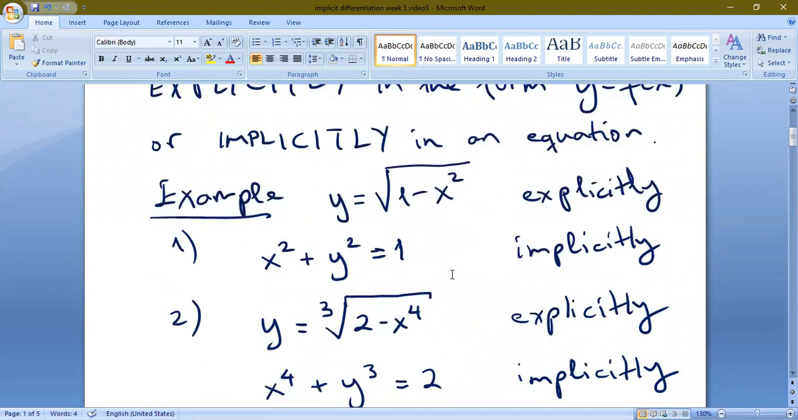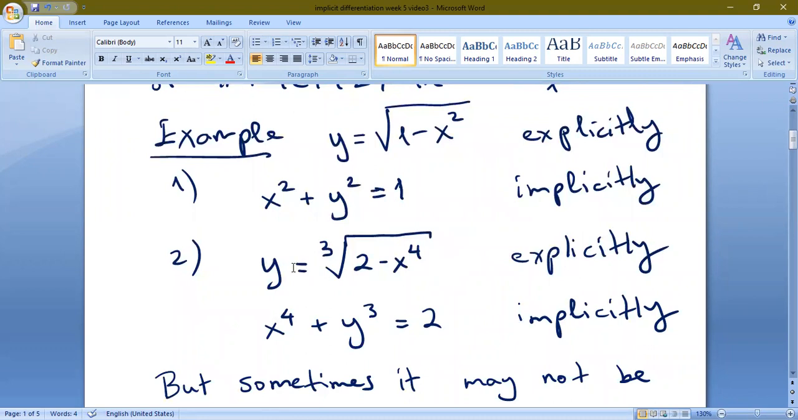And another example, if you have the function given like cubic root of 2 minus x to the fourth, then this is explicitly given. But the same function could be given in an equation like x to the 4 plus y cubed plus 2 equals 2. This is an implicitly given function. In both examples, the functions are the same, but the first one is explicitly given, the second one is implicitly given.